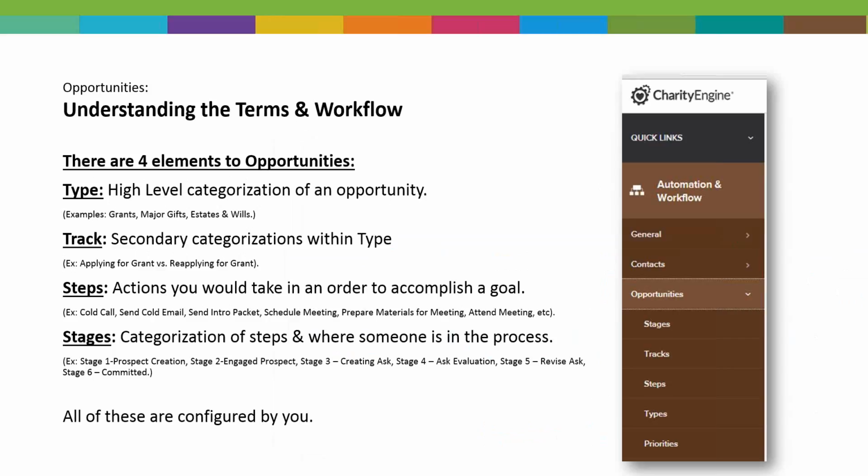Steps are actions you would take in order to accomplish a goal. So an example is a cold call, sending a cold email, sending an intro packet, scheduling a meeting, and so forth. Those are steps you take to move somebody along the process. Stages are categorizations of those steps and tell you where someone is in the process. If you're cold calling or sending cold emails, you're kind of in prospect creation. If you're sending an intro packet after a conversation, you've got an engaged prospect.